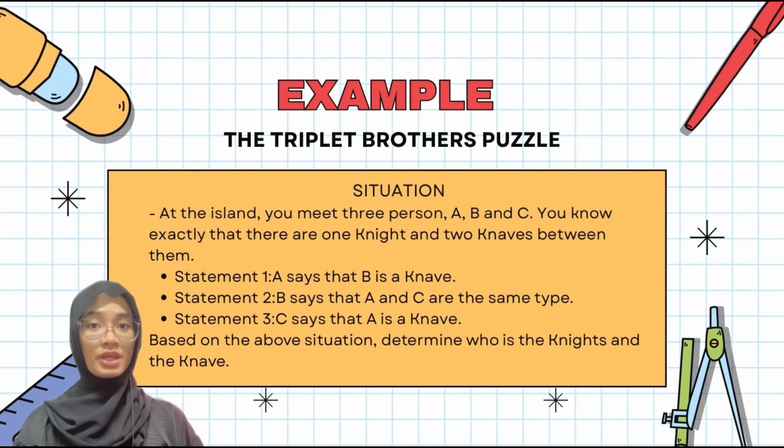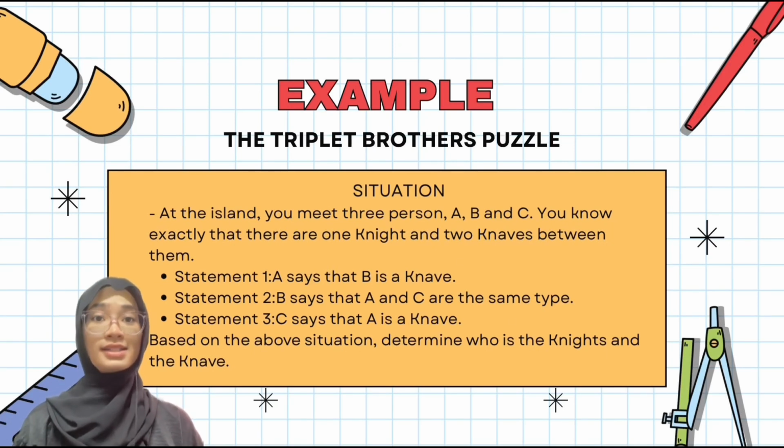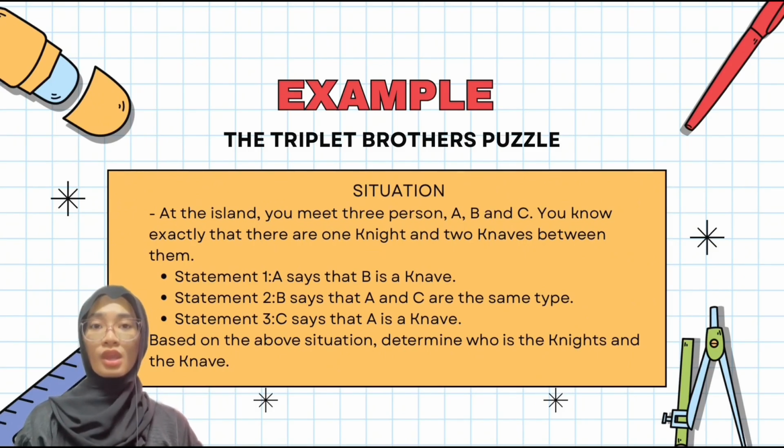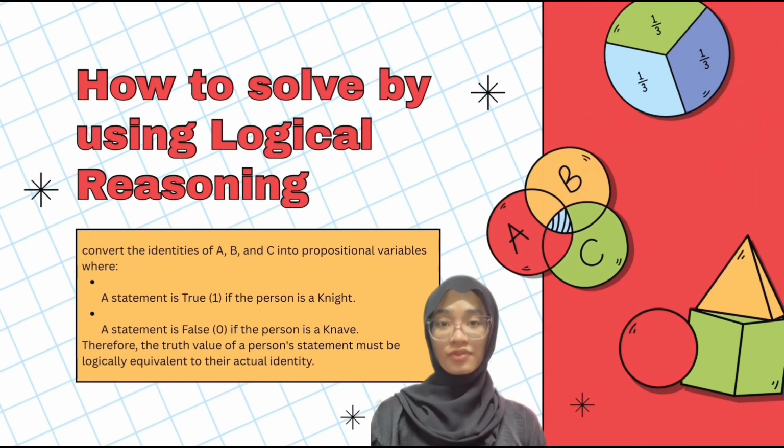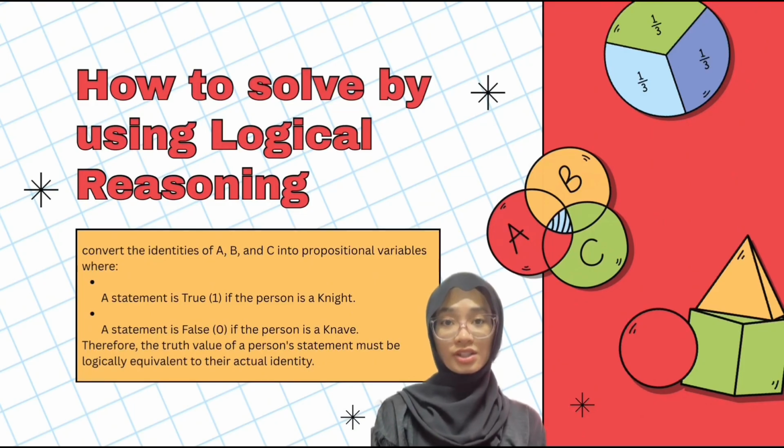A says that B is a knave. B says that A and C are the same type. C says that A is a knave. Our task is to determine which person is a knight and which person is a knave. So how do we solve this puzzle by using logical reasoning?